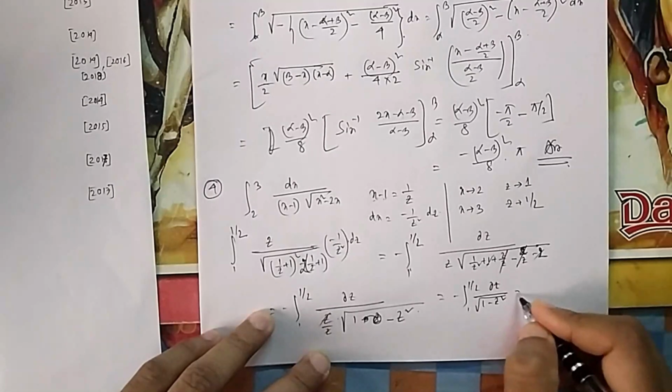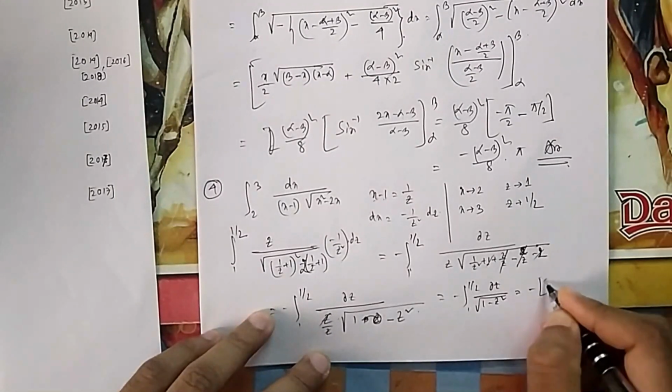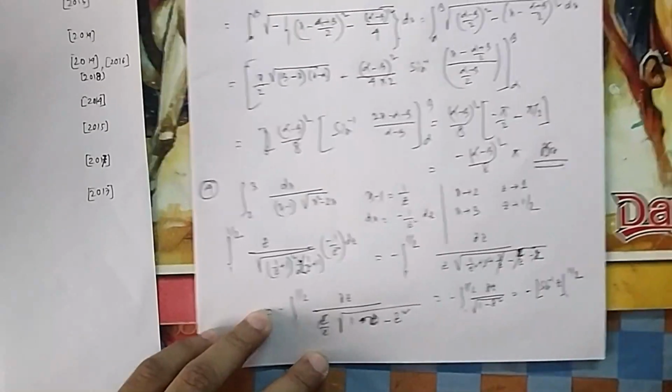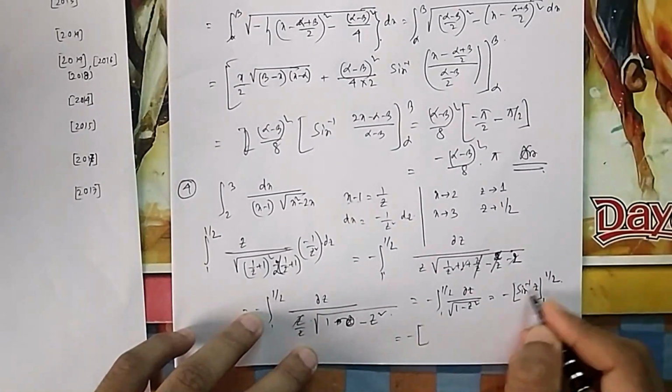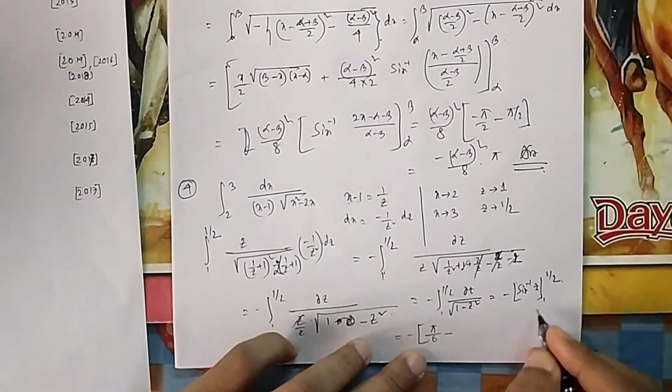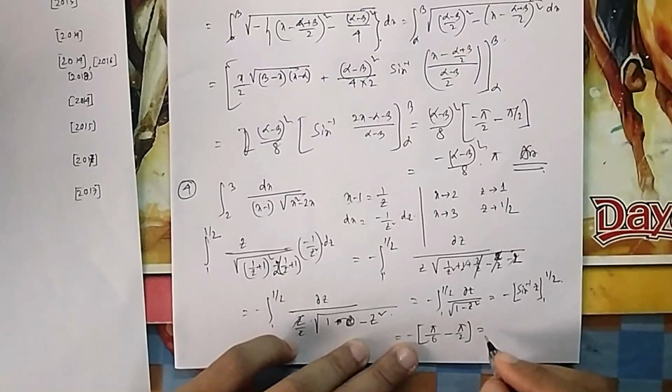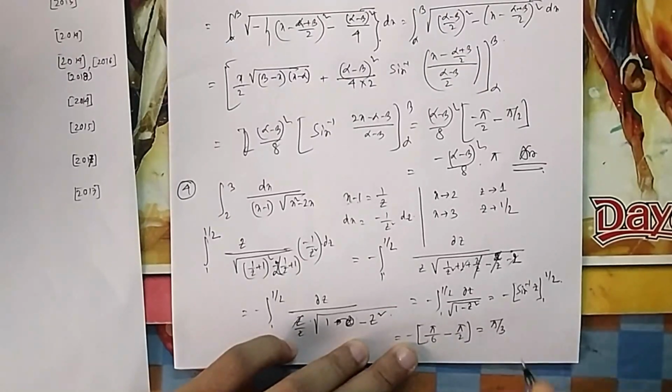So it is sin inverse z. So it will be minus sin inverse z from 1 to half. So it will be minus sin inverse half, which is pi by 6, minus sin inverse 1, which is pi by 2. So if you do this, it will be pi by 2 minus pi by 6, that is 60 degrees, pi by 3 is the answer.